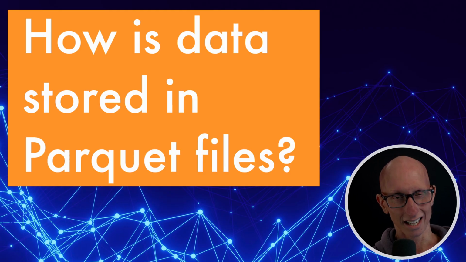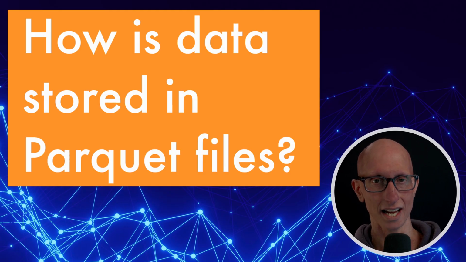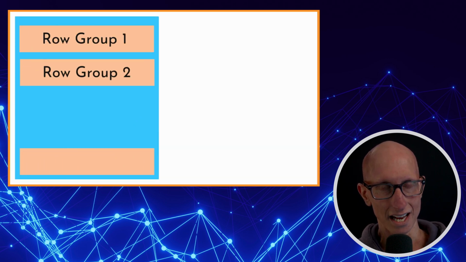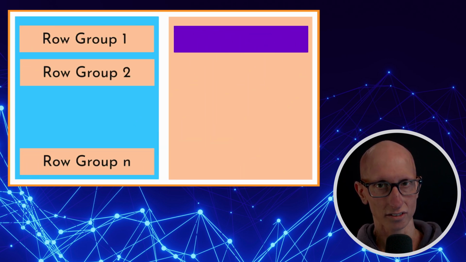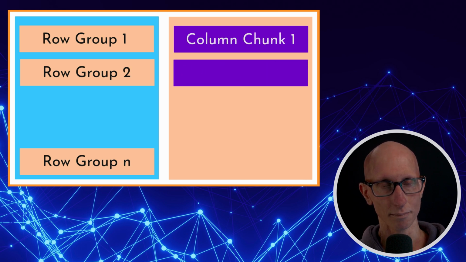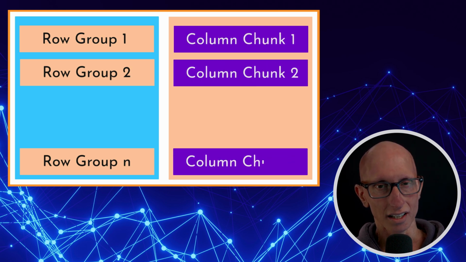Now let's just quickly remind ourselves how data is stored in Parquet files. So Parquet files contain row groups, and then within a row group, we have column chunks. So we have one column chunk for every column. And then a column chunk contains pages that fit into kind of three configurations.